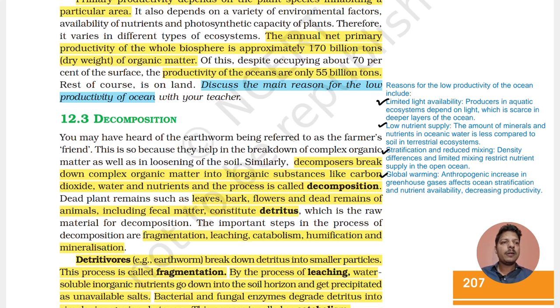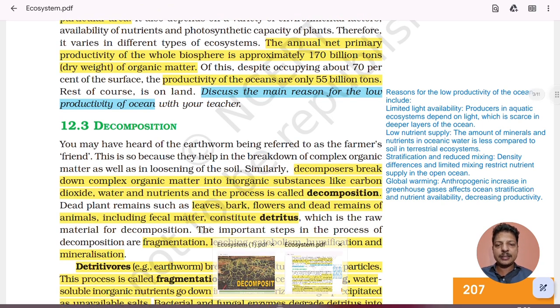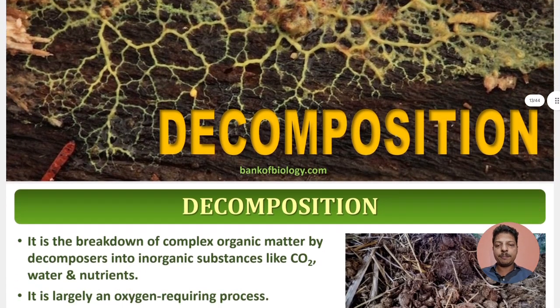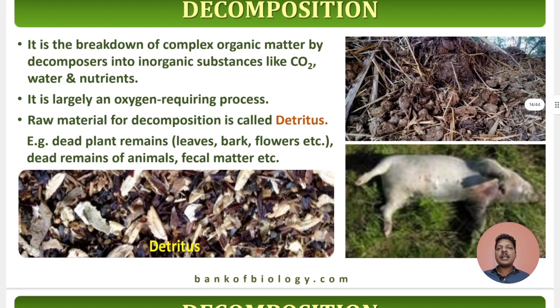Okay. Next, decomposition. Let's see the PDF. What does it say about decomposition? It is the breakdown of complex organic matter by decomposers into inorganic substances like CO2, water and nutrients. It is largely an oxygen requiring process. Raw material for decomposition is called detritus.